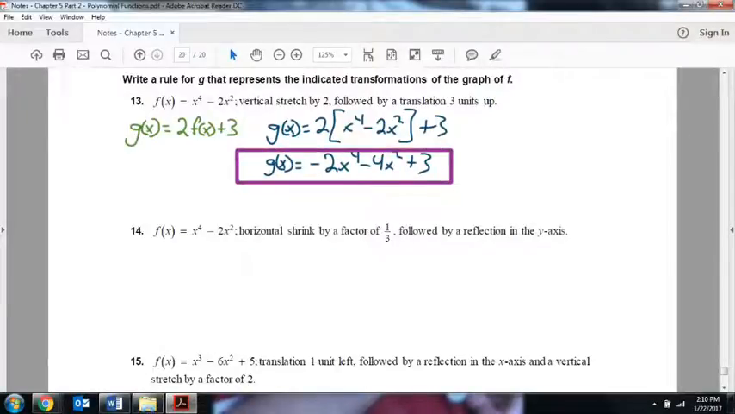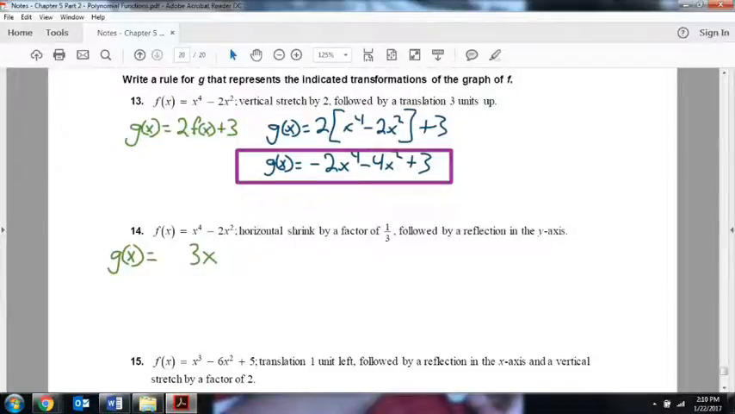Right. Number 14, same idea. Let's go ahead and start off by creating my rule, my g of x, and equals my f of x. So we've got a horizontal shrink by a factor of 1/3. So we are shrinking by 1/3. It's like dividing by 3. But remember, everything on the inside is backwards. So to say shrink by 3, I have to multiply the inside by 3.